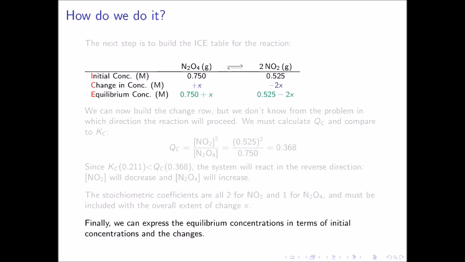Finally, we can express the equilibrium concentrations. As before, we read down each column and perform the steps that are indicated. For N2O4, we begin with 0.750 molar, and we increase by x. The equilibrium concentration for N2O4 is therefore 0.750 plus x. For NO2, we begin with 0.525 molar and decrease by 2x, resulting in an equilibrium concentration of 0.525 minus 2x.